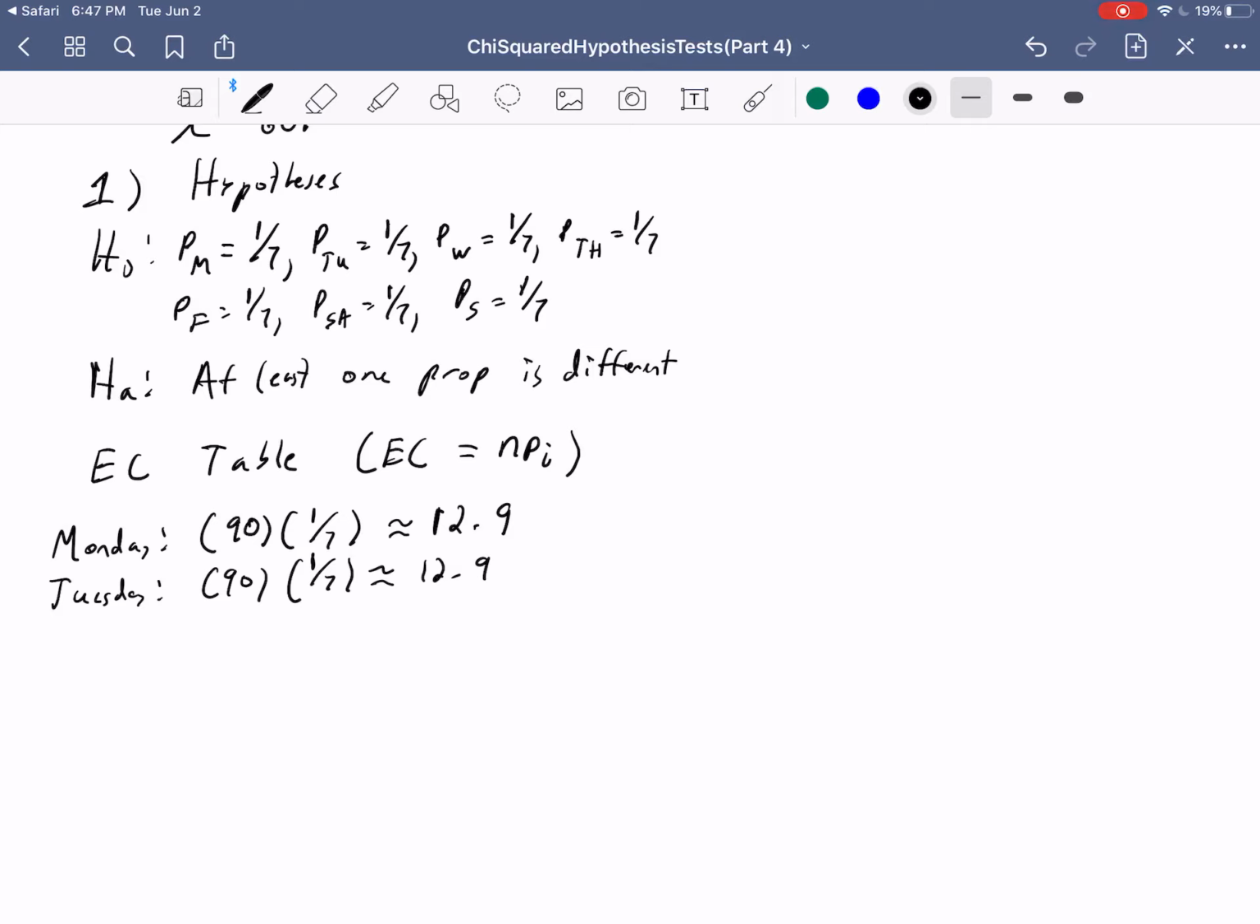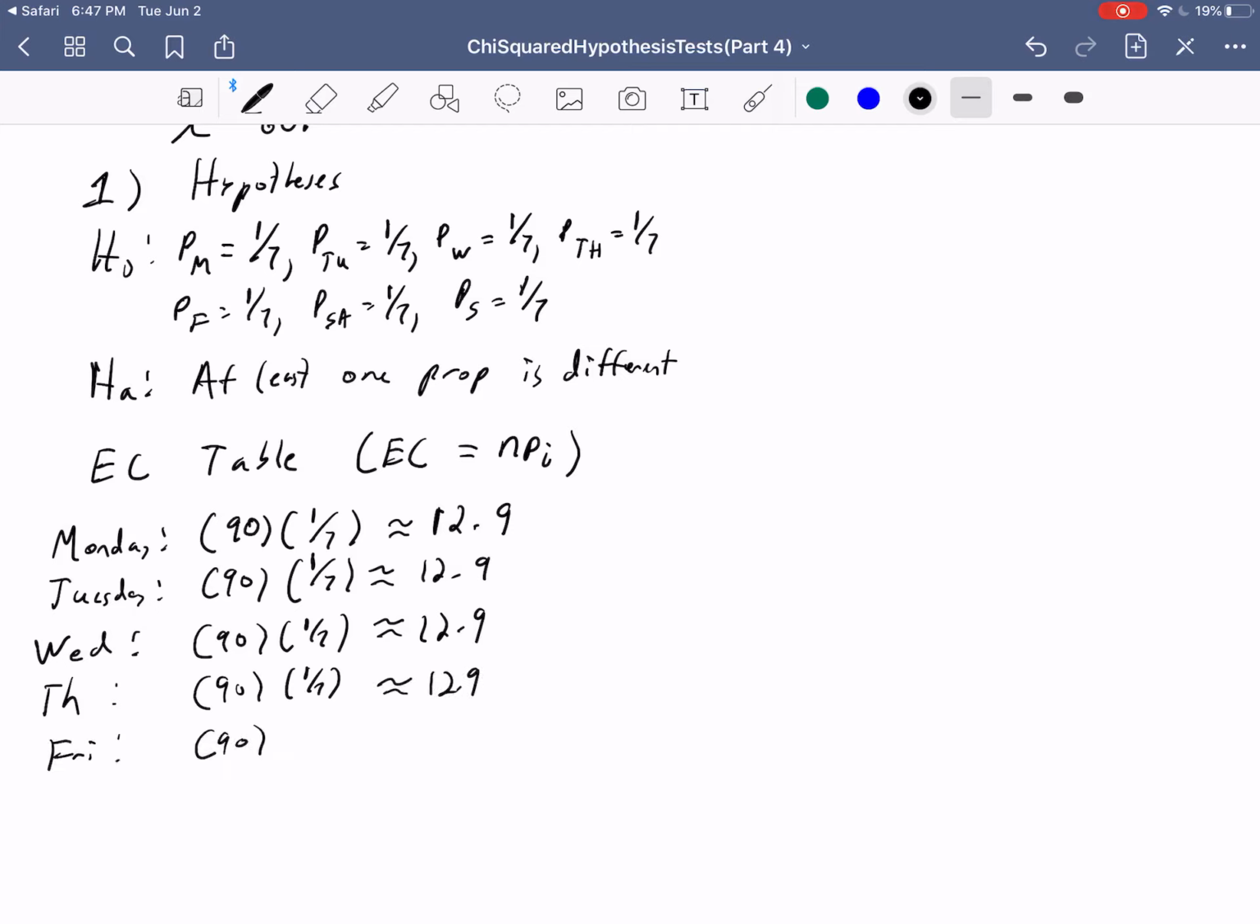Is it going to be the same for all of them? Not in general for chi-squared goodness of fit, because often the null hypothesis has different proportions. But in this case they're all the same, so they're all going to be 12.9. So Wednesday, 90 times 1/7, approximately 12.9. Thursday, the same. Friday, the same. Saturday, the same. And Sunday, 90 times 1/7, approximately 12.9.